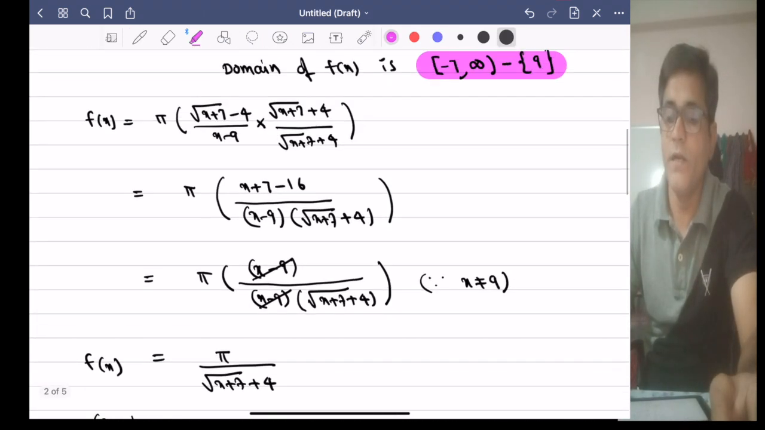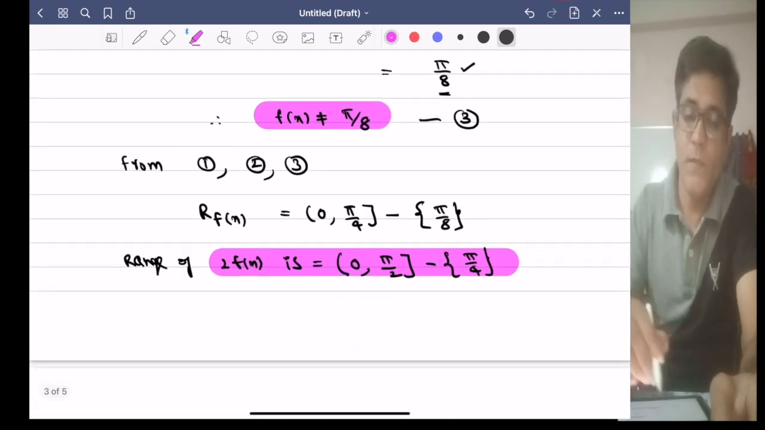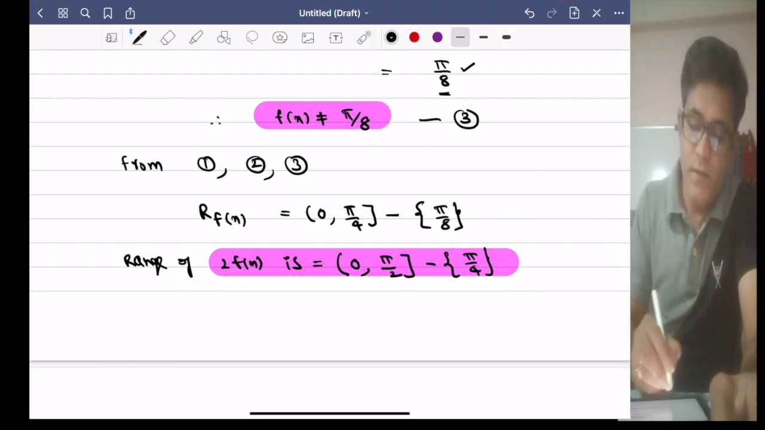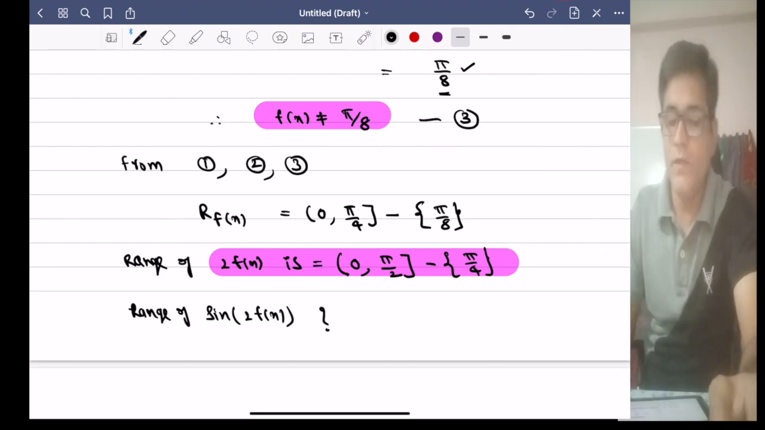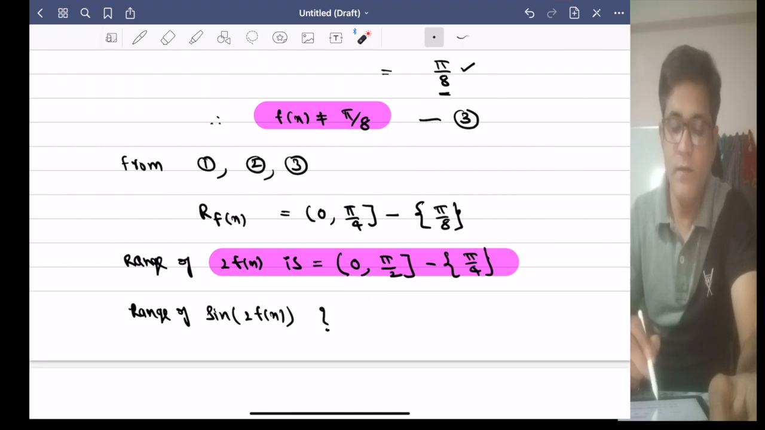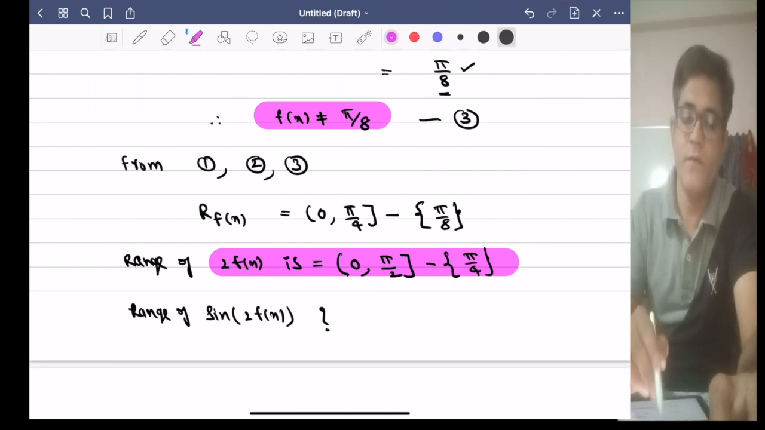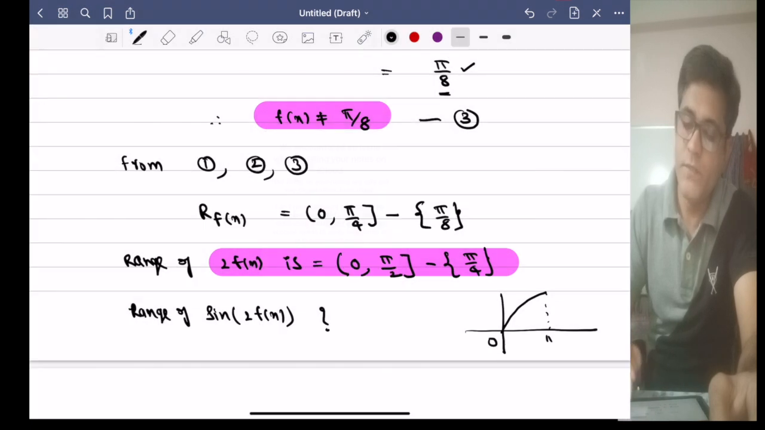Now our question is the range of sine of 2 times f of x. If you observe the range, it is open 0 to closed pi by 2 except pi by 4. So in this interval, the sine is an increasing function. Yes or no? If you see the graph of sine, from 0 to pi by 2, sine is an increasing function.